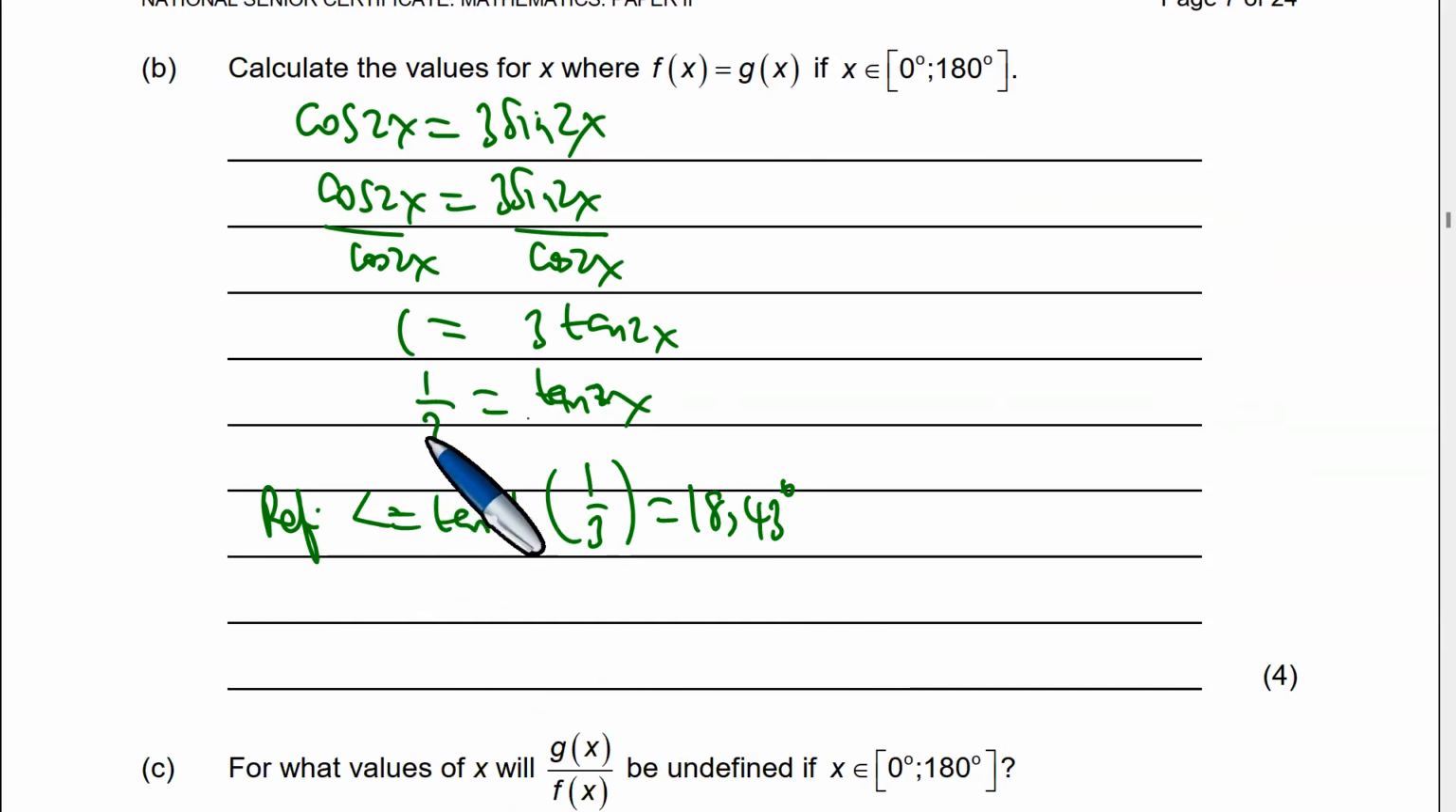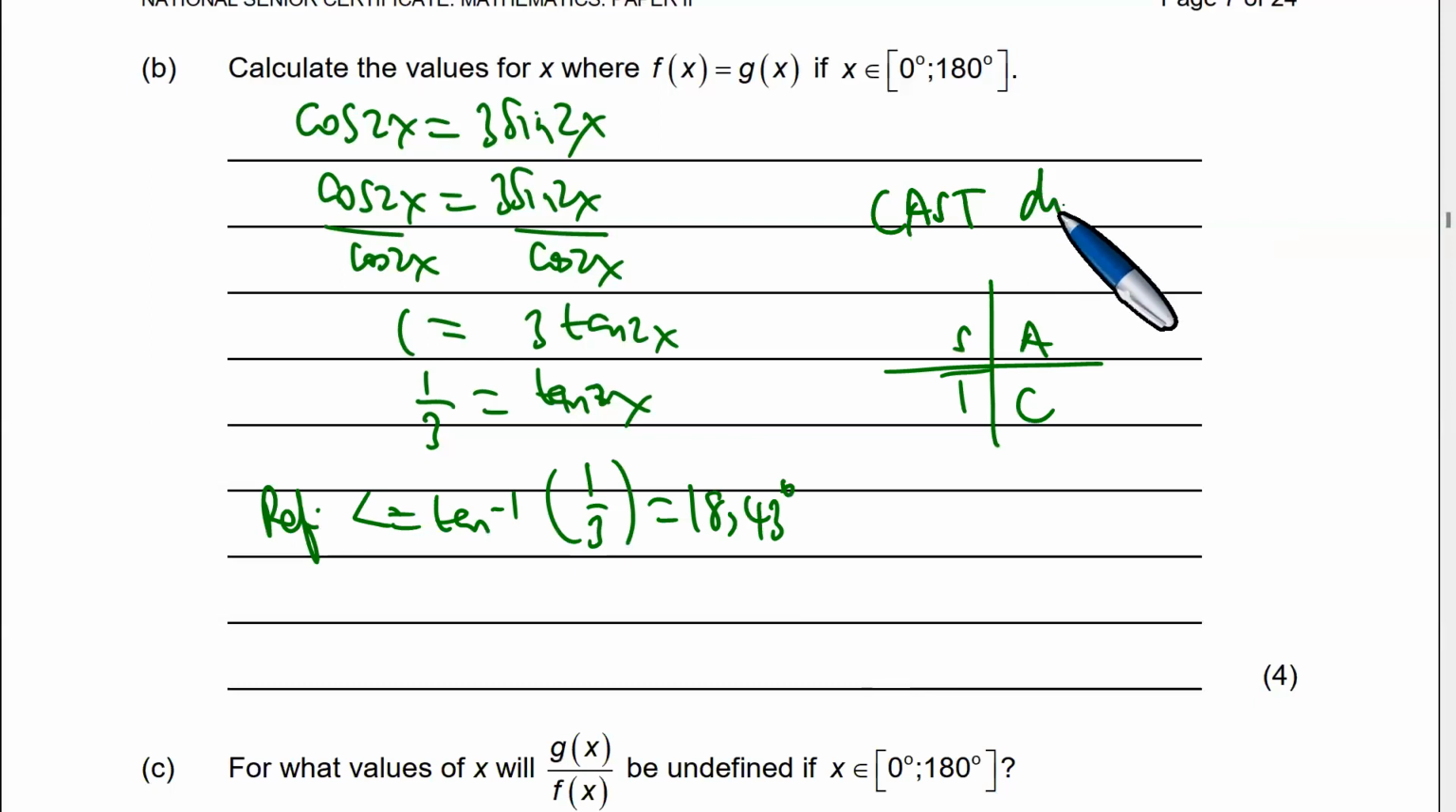These two functions are equal to each other when the tangent is positive. When is the tangent positive? So we have the CAST rule, the CAST diagram. The tangent is positive here, but it's also positive in the first quadrant. So we're going to have those two angles there.